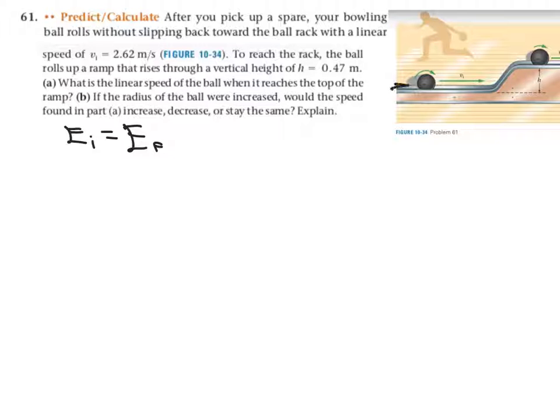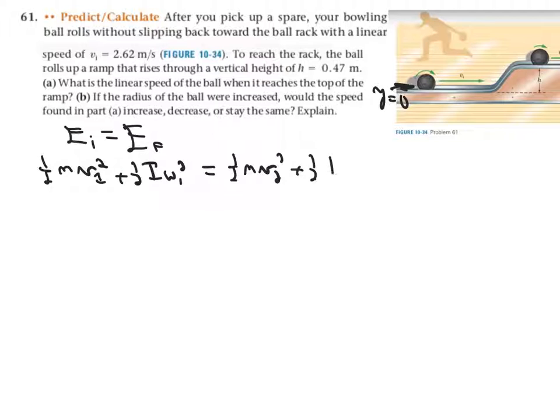We will set our 0 point here. That's y equals 0. So our energy at the bottom is 1/2 mv1 squared, but also 1/2 I omega 1 squared. And that's going to have to equal 1/2 mv2 squared plus 1/2 I omega 2 squared plus the potential energy mgh.